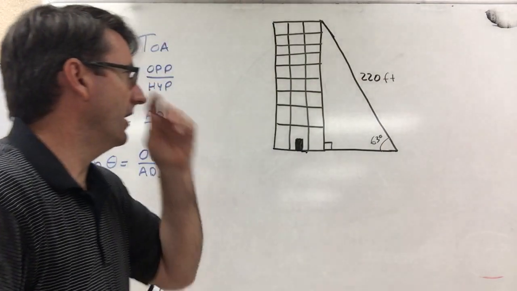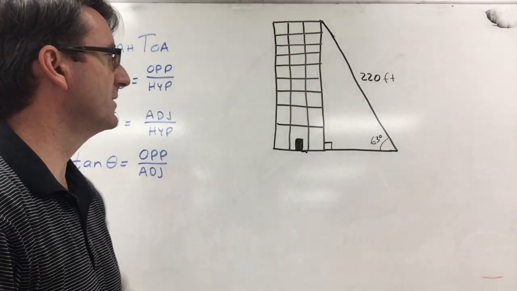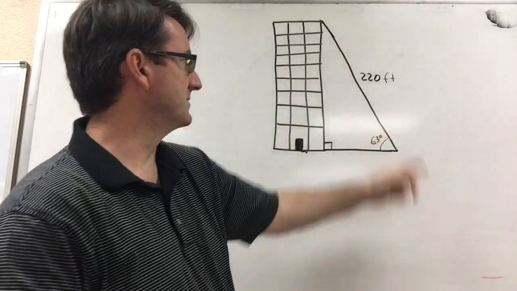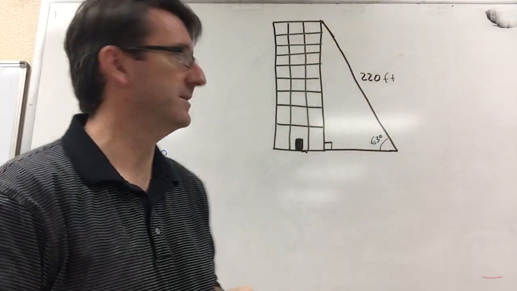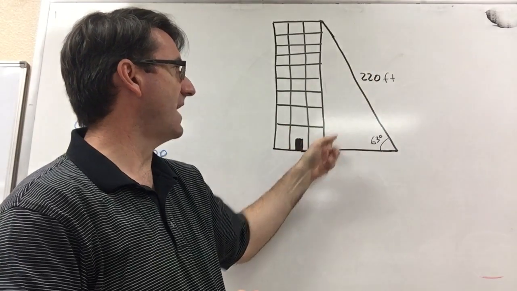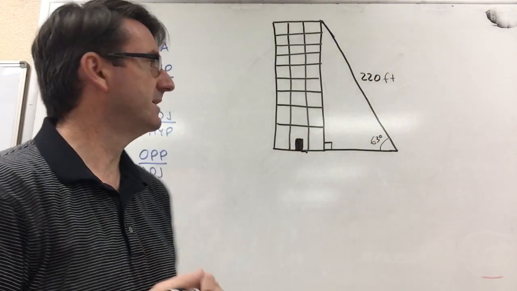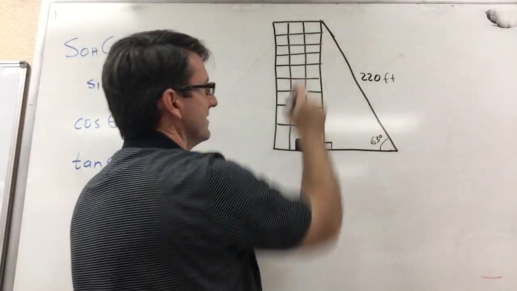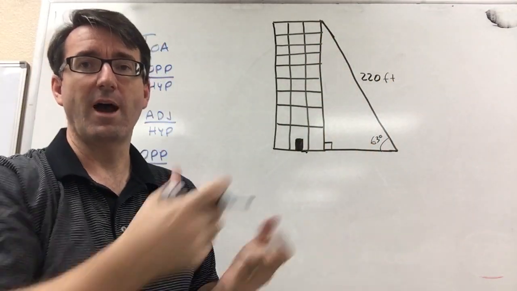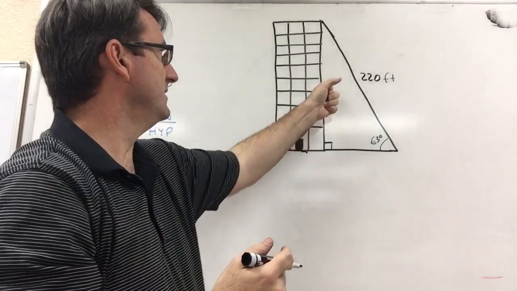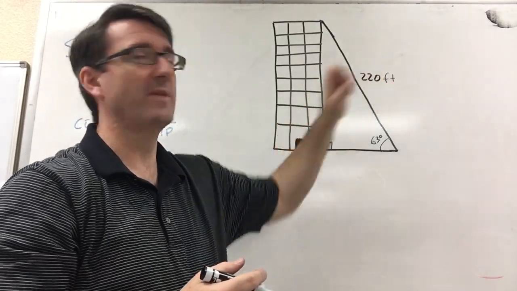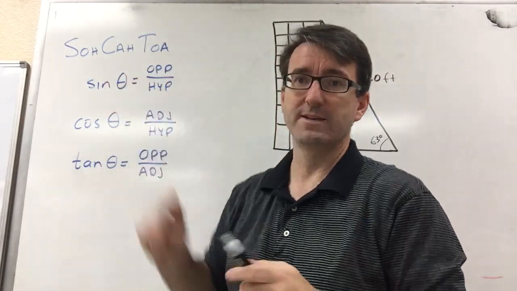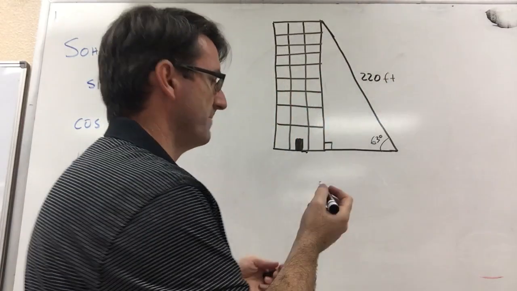All right, so here we know the hypotenuse. This length here is going to be the hypotenuse. It's the side that's opposite the right angle. So this is the hypotenuse, and we're trying to find the height of the building, which is going to be our opposite side. So since we're finding the opposite side, we know the hypotenuse, we're going to look at sine, because that's the one that deals with the opposite and hypotenuse.